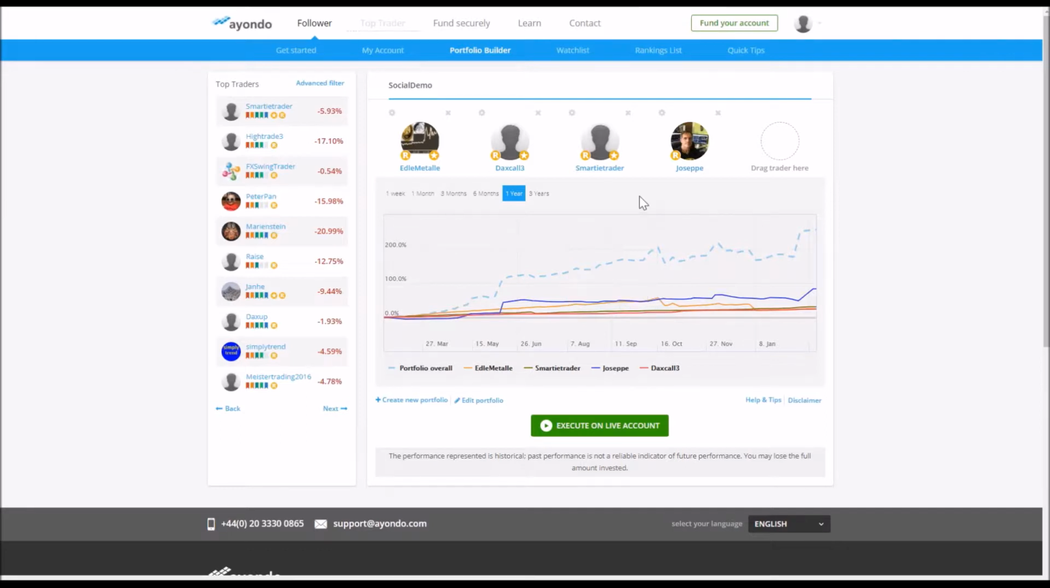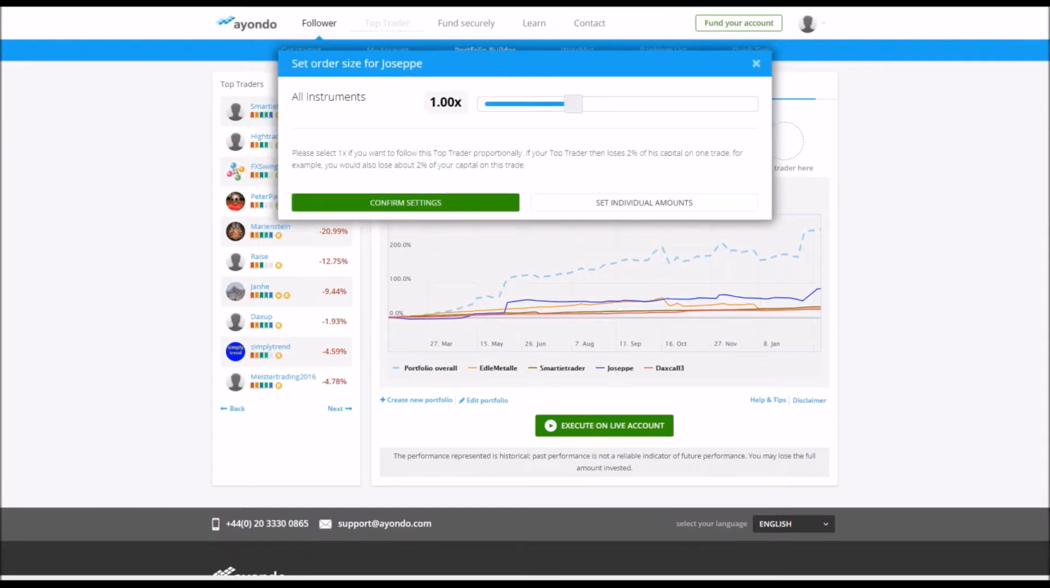Right, so I've got 4 traders. So what I'm going to do, let's pick on Giuseppe. Let's go into settings. Click on settings. So I'm going to confirm the risk level. So let me just talk through this. So how it works is, let's say Giuseppe does a trade on the Dow Jones, and let's pretend Giuseppe's account is £100,000. So Giuseppe does a trade on the Dow Jones at a size and puts the stop loss at a level that meant that if he got stopped out, he would lose 2% of his account. Okay, so he's got a £100,000 account and he's risking losing £2,000 on the trade.